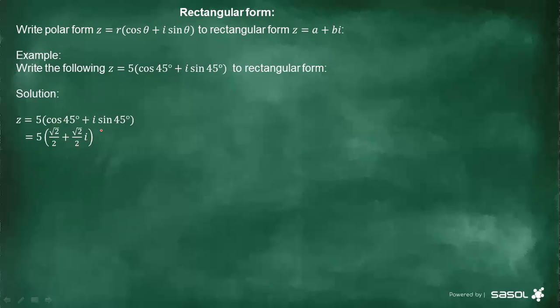And then you just have to press the calculator, and from there you're going to open your bracket with this 5 outside, and this is what you're going to obtain. You can see now it is in this form. You can see the value of A, which is 5 square root of 2 over 2, the value of B, which is 5 square root of 2 over 2. So now it is in the rectangular form.